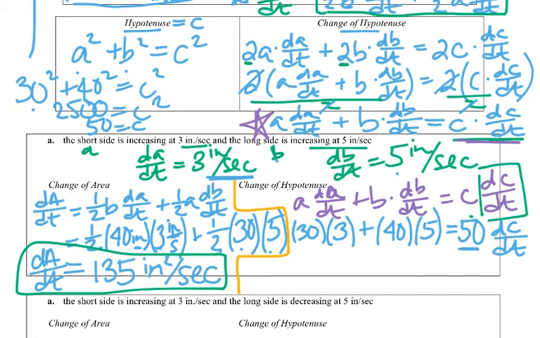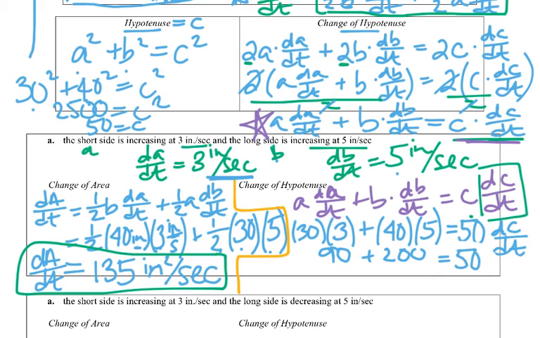Okay, so back to our problem here. Now we just need to compute the numbers. This would be 90 plus 200 equals 50 dC/dt. When we subtract 50 from both sides, see, we have 290, subtract 50, we get 240 equals dC.